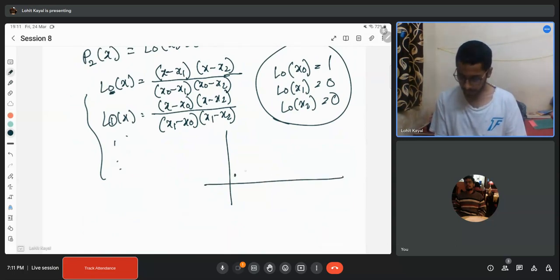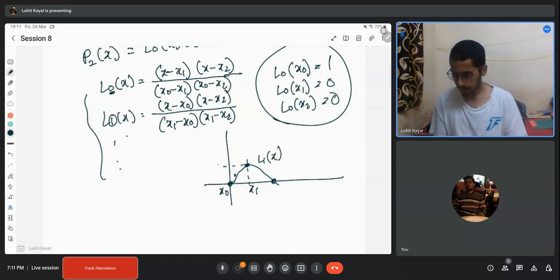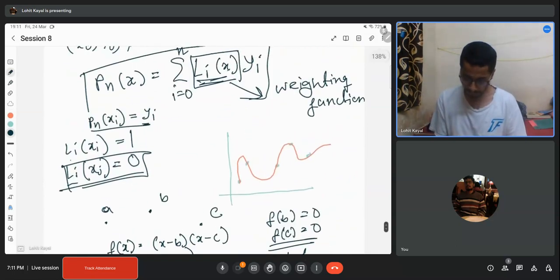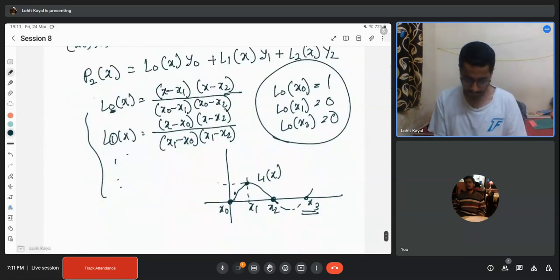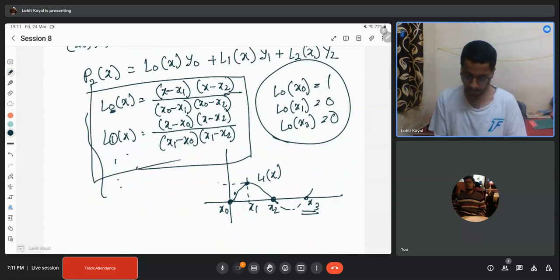So that means if I want to plot this thing, suppose these are my data. Suppose this is my x naught. So L naught of x naught equal to 1, this value is equal to 1. And suppose this is my x1, and I am plotting L1 of x. At any other point it is 0, at x2 it is 0, at x3 it is 0. So it will follow in this way. So we need to remember these formulas because we will be applying them repeatedly while solving the problem.